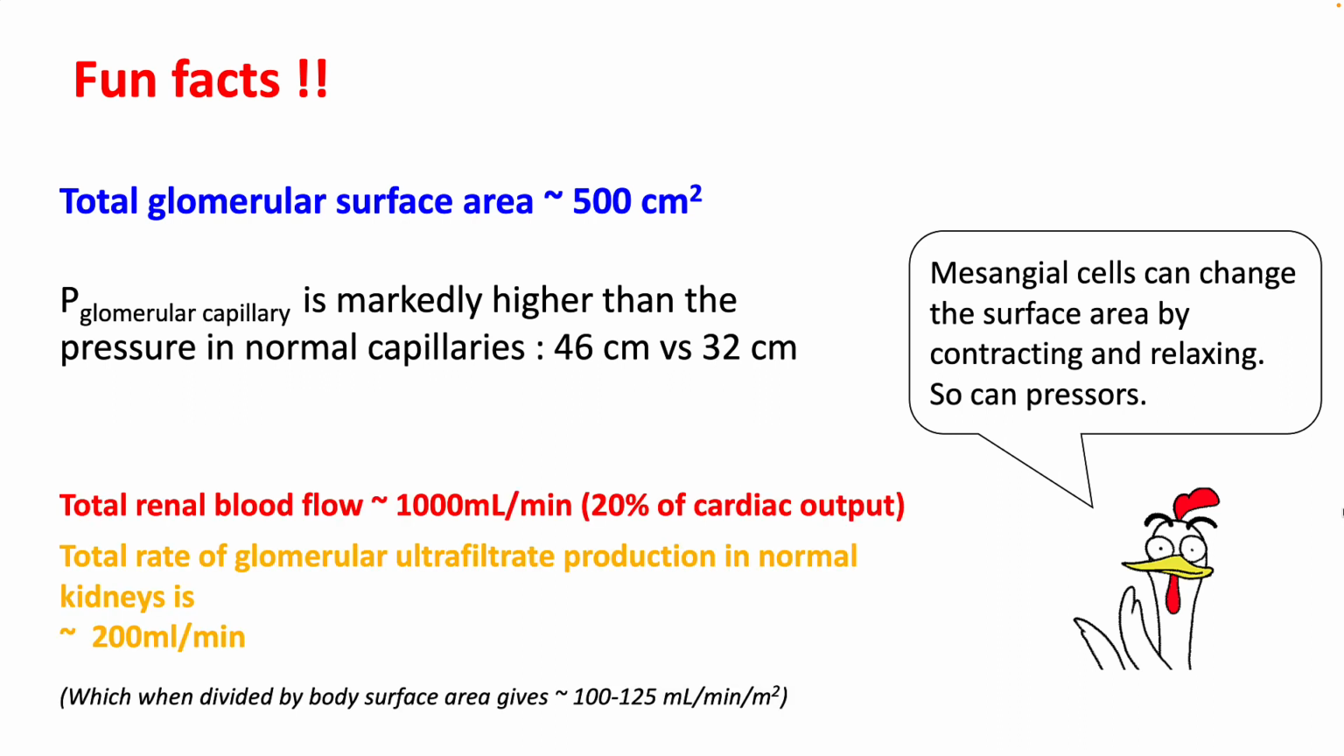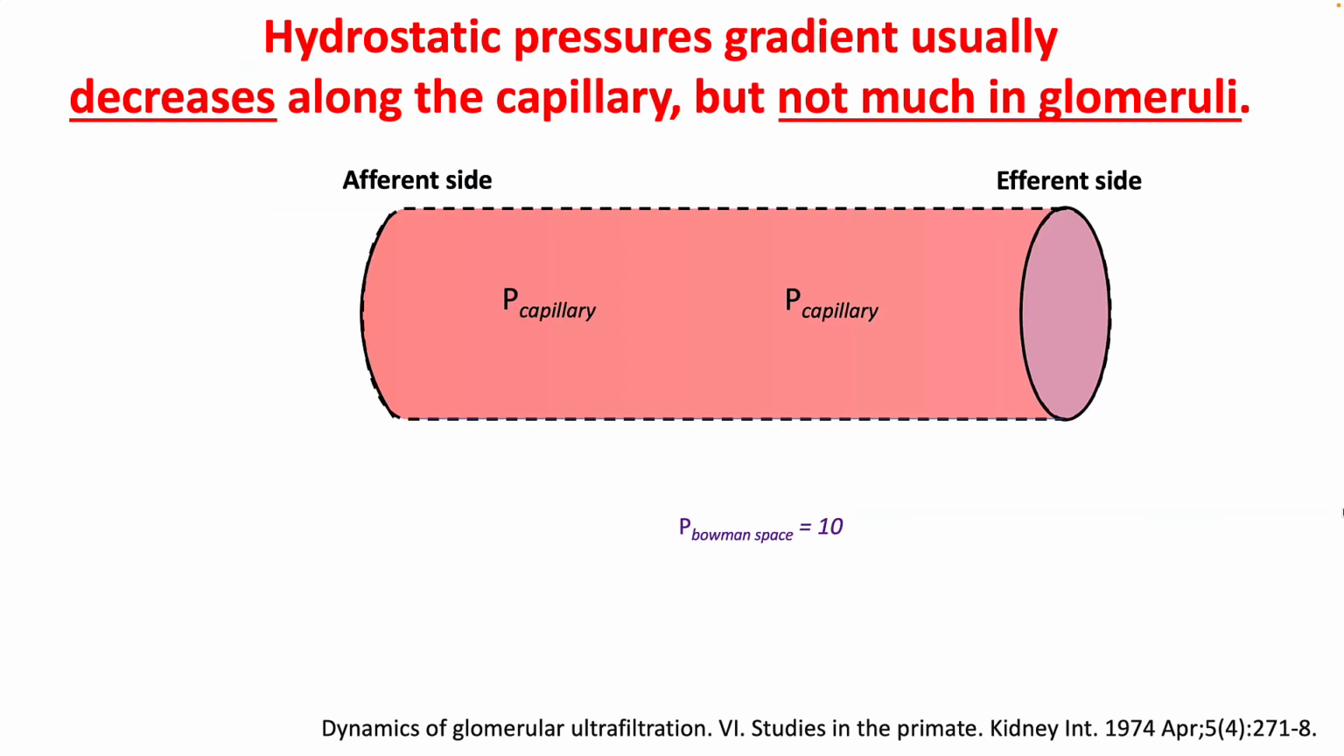We know that the total renal blood flow is around 20% of the cardiac output. That would be around 1000 ml per minute in resting state. Total rate of glomerular ultrafiltrate production in normal kidneys is about 200 ml per minute. And when you divide by the body surface area of 1.72, that gives you 100 to 125 ml per minute per meter square, a number that you must have read in your textbooks.